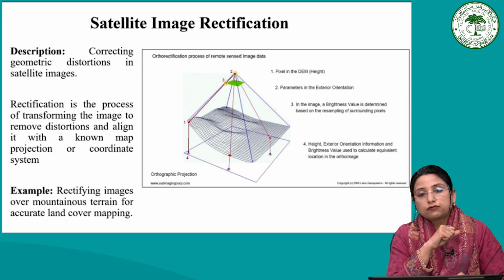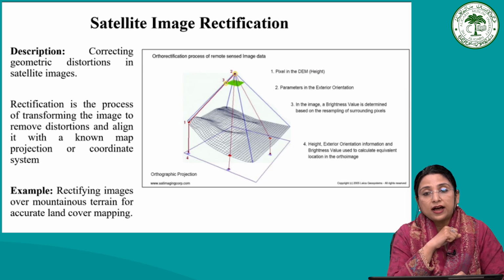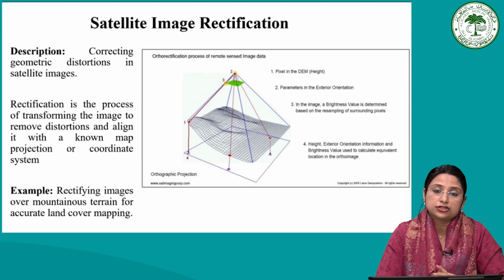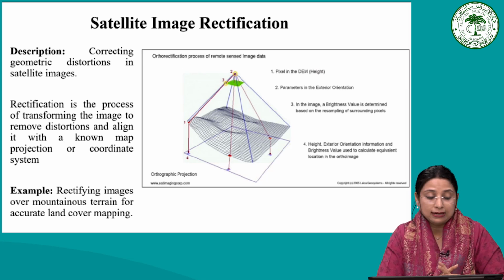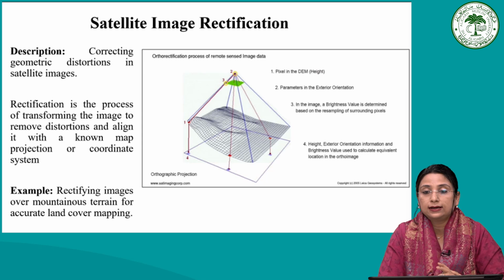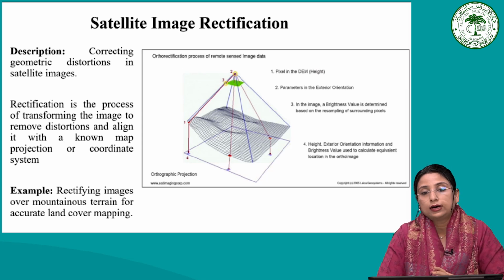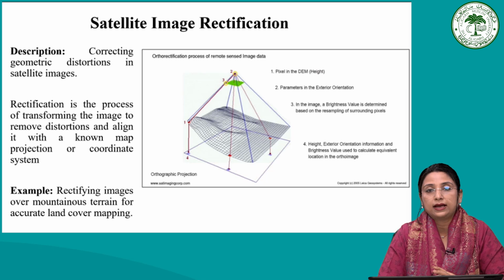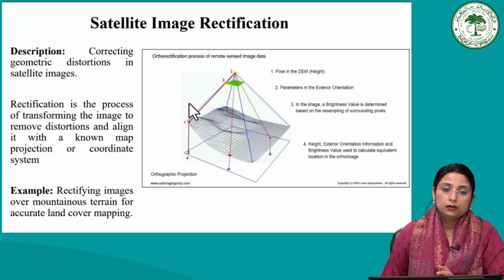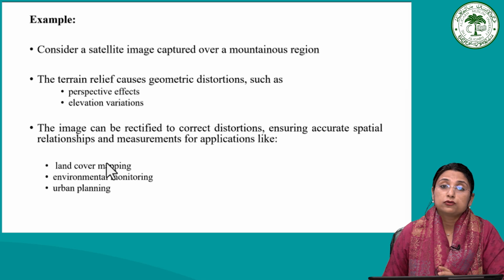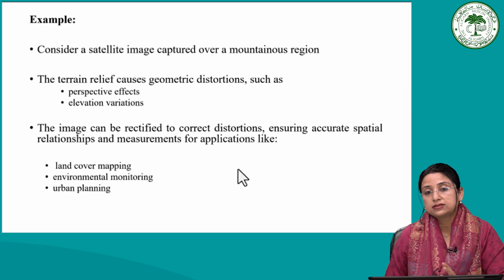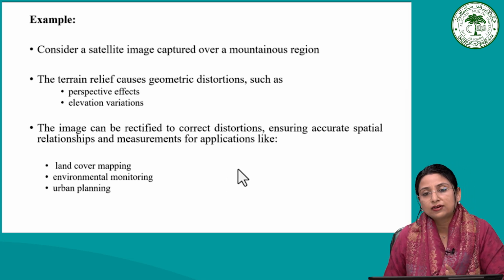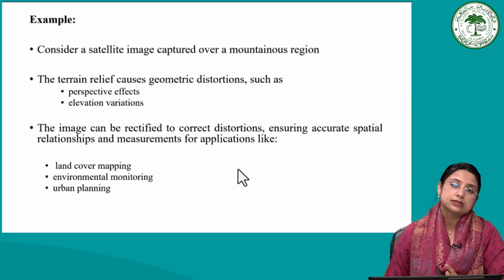Through geometric transformations, the image can be rectified to correct for this distortion, ensuring accurate spatial relationships and measurements for applications like land cover mapping, environmental monitoring and urban planning, etc. Here you can see on your slide, students, land cover mapping, environmental monitoring and urban planning. After the image is rectified, these are the different applications where you can use these images.